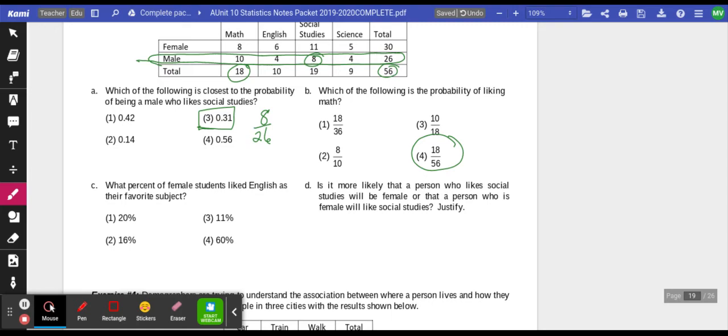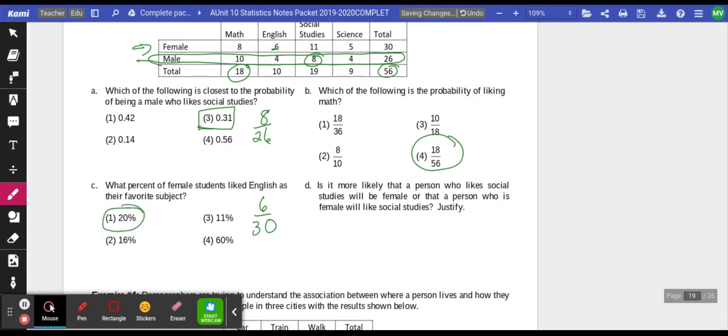What percentage of female students like English as their favorite subject? So we're looking at female, which is just our top. So that's 6 out of 30, which again, we want to make that a percent by dividing and then multiplying by 100. So that is 20%.